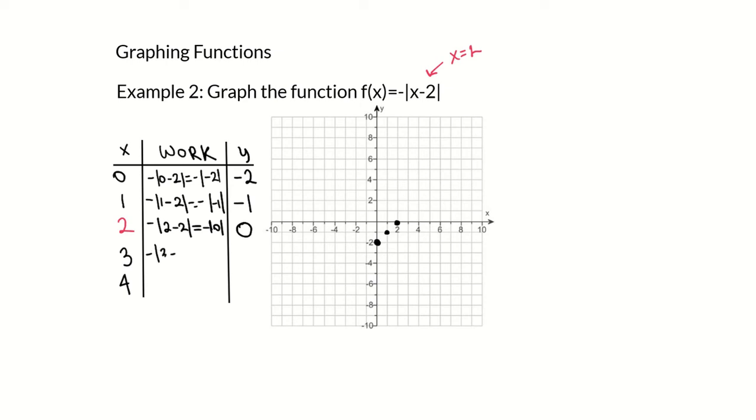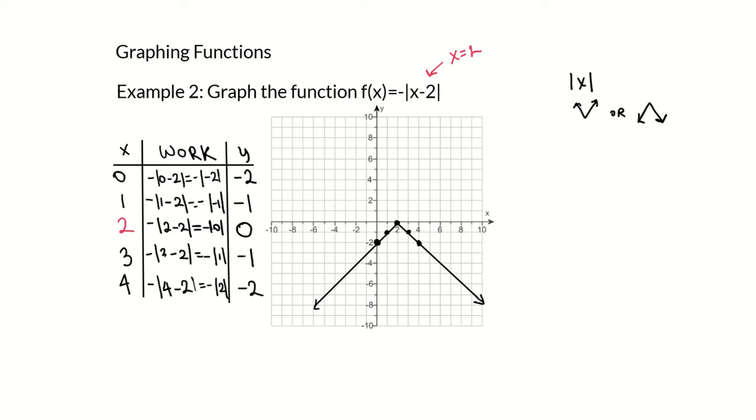And continuing, negative absolute value of 3 minus 2 is negative absolute value of 1, so -1. Plugging in 4, negative absolute value of 4 minus 2 is negative absolute value of 2, which is -2. So 3, -1, and 4, -2. And we'll connect these points to get our graph. So an absolute value graph will always be shaped like a V, either like this, or as this example is, a V that shapes downwards. So that is just determined by whether we just have absolute value, or as in this example, if we have negative absolute value, then we'll have the graph pointing down.